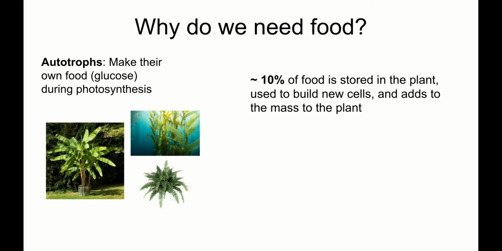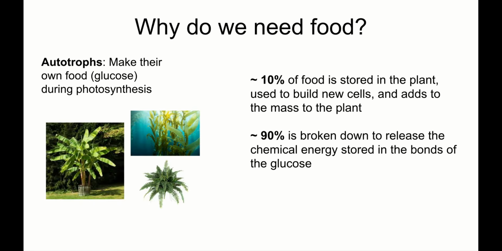It's used to build new cells in the plant, and it adds to the mass of the plant. That food stays in the body of the plant. However, about 90% is broken down to release the chemical energy that's stored in the bonds of the glucose. That stuff that's broken down doesn't stay in the plant. It actually gets released back to the environment. So those atoms, they're not staying in the plant. They don't add to the mass of the plant. They're just being used for the energy that they're storing. Take a moment, record these details.